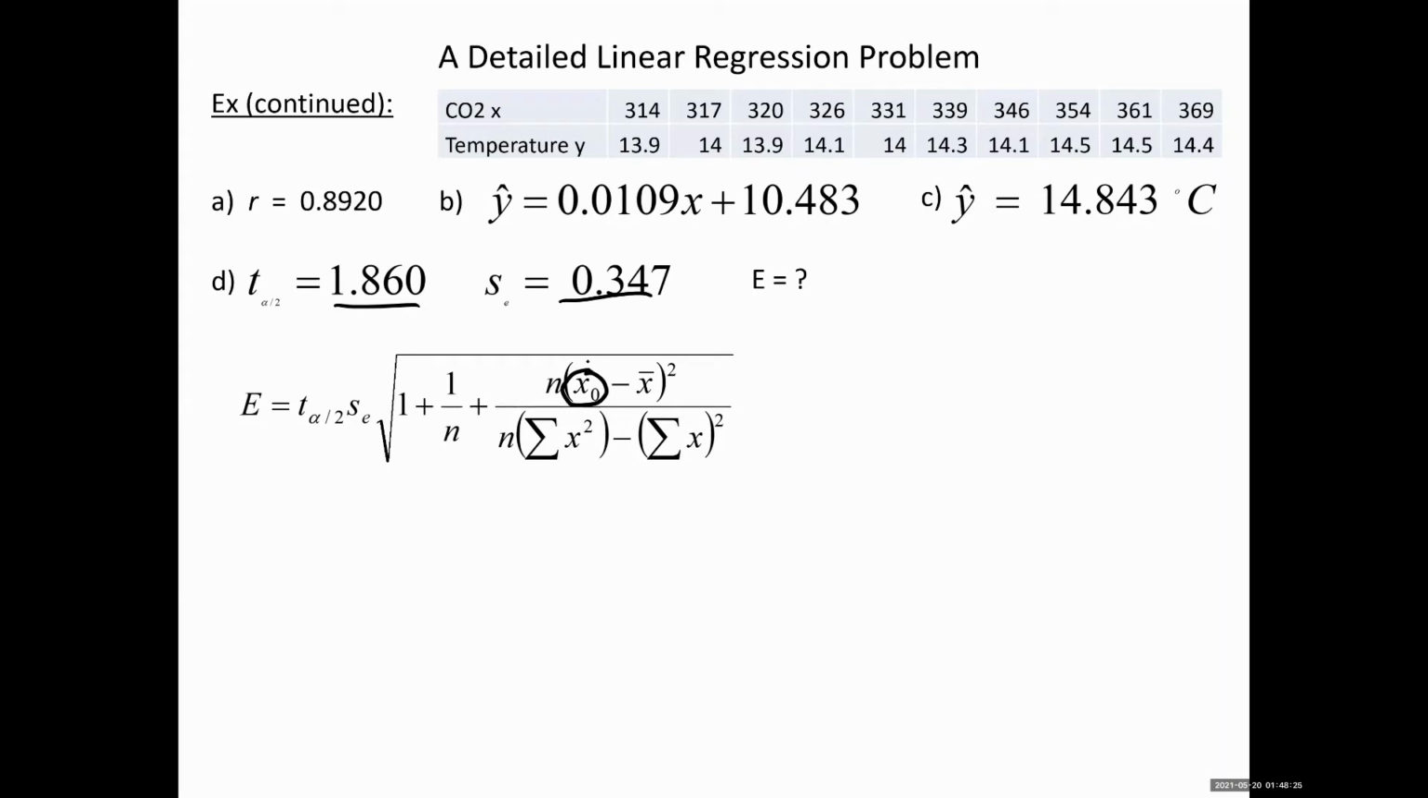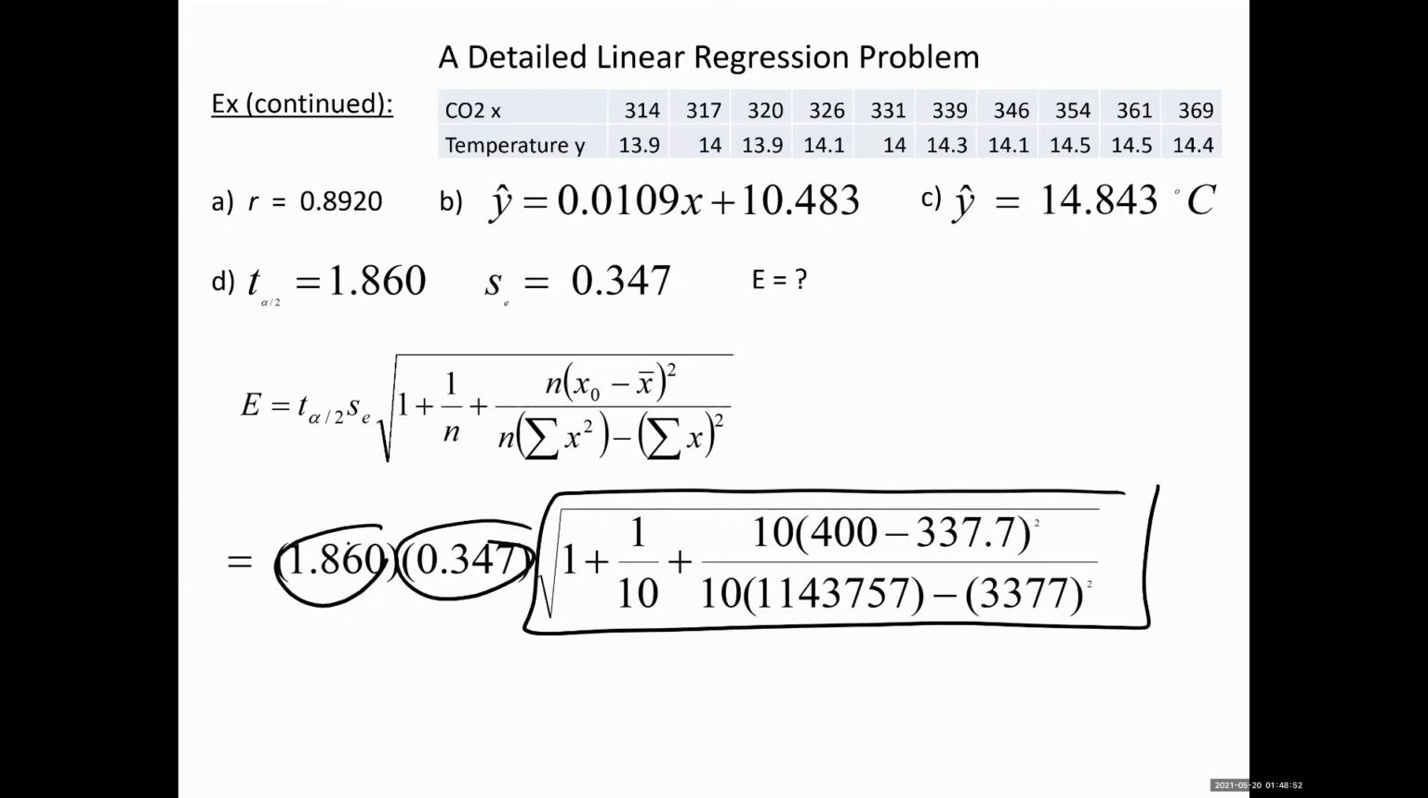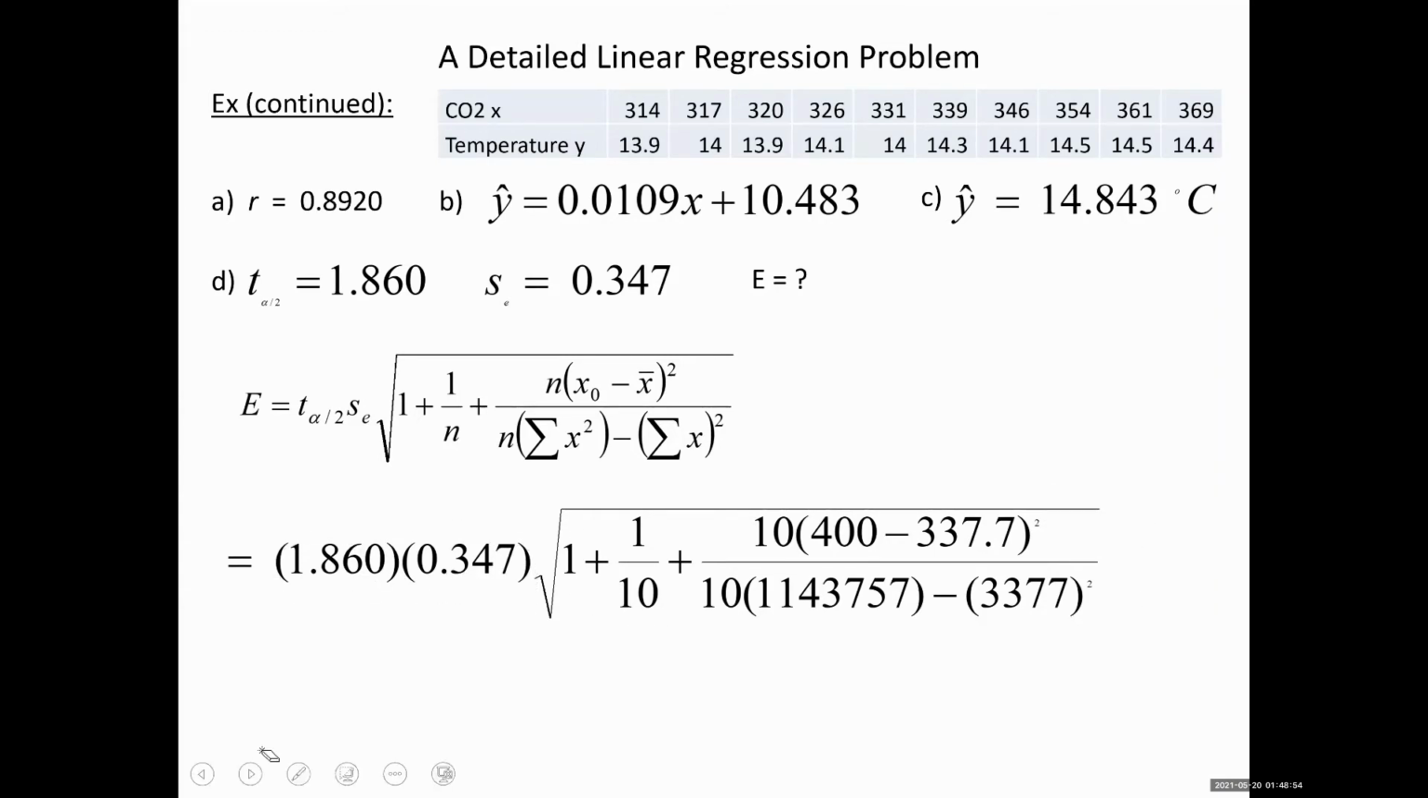Remember what that is. When they ask you to make a prediction, they're going to give you an x. The x they give you is x0. So x0 in this problem is 400. They said when the carbon dioxide level gets to 400, like they're giving you x is 400, predict the y. So that's what the x0 is over there. And you just fill in again, x0, 400, and fill it all in. When you're done and you calculate it, my advice would be to calculate this mess first, get the answer, and then multiply by each of these things. When you're done, you get this for the margin of error.